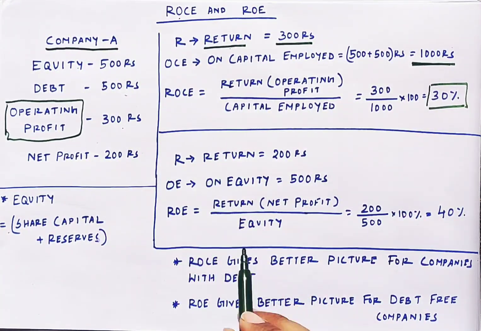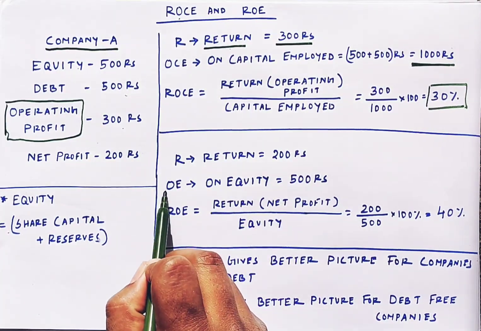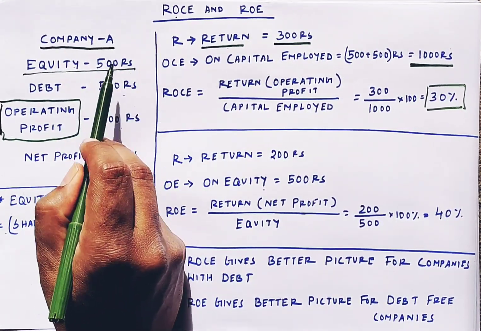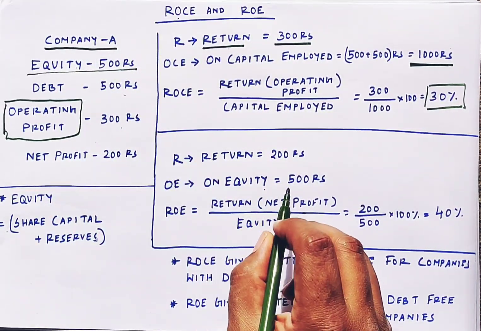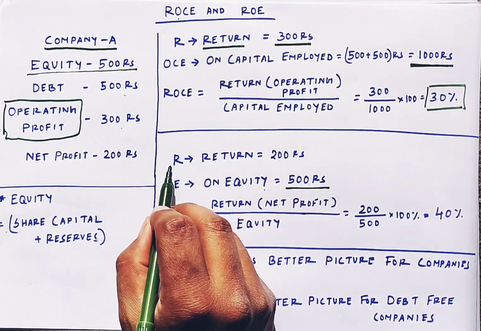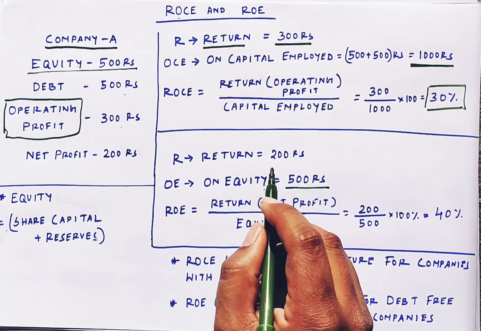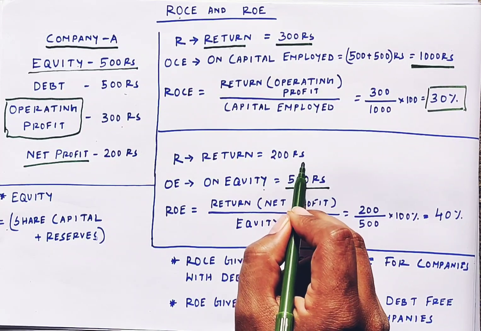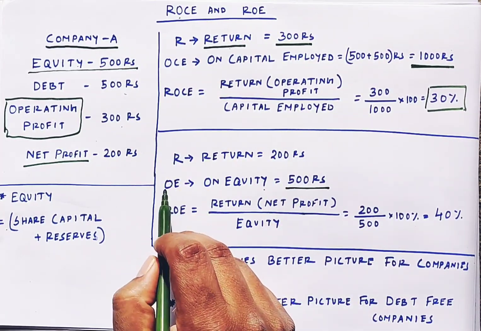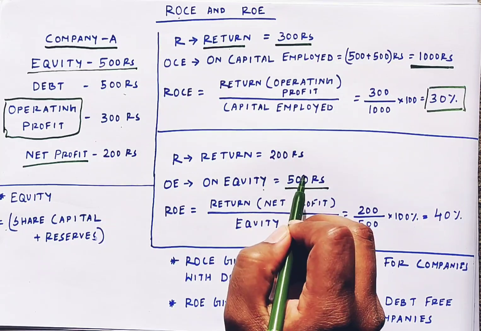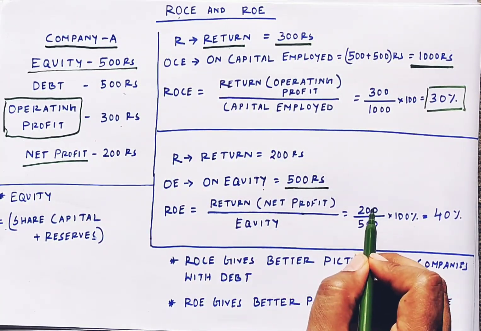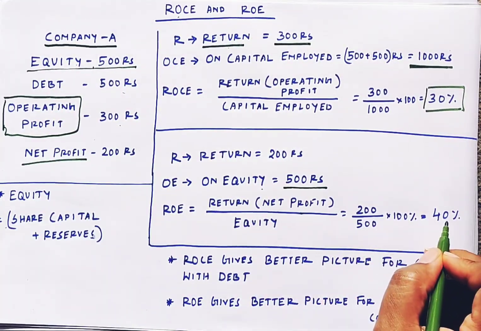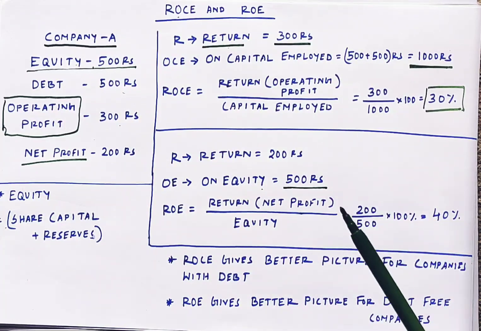Now let's come to ROE. ROE stands for return on equity. So what is the equity amount only? This is 500 rupees, right? That means on this 500 rupees, what return have you made? Your return, we will always consider net profit for ROE. So it is 200 rupees. That means your return on equity is basically 200 on 500. Your 200 is your net profit and the equity portion is only 500 rupees. So it becomes 40%. Now basically what does it mean?